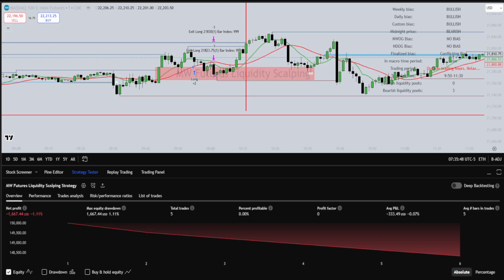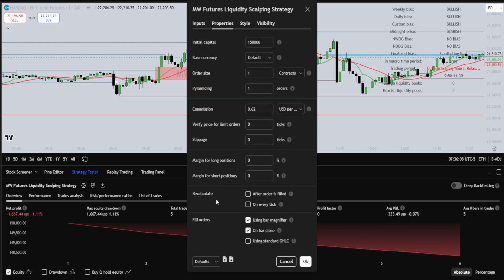Hello, and welcome back to another tutorial video about the MW Futures Liquidity Scalper and how you should tweak your model and use the backtester. In the last video we went over the required settings. Just to give a short summary, when you add the script to your chart, these settings will already be on the correct defaults.